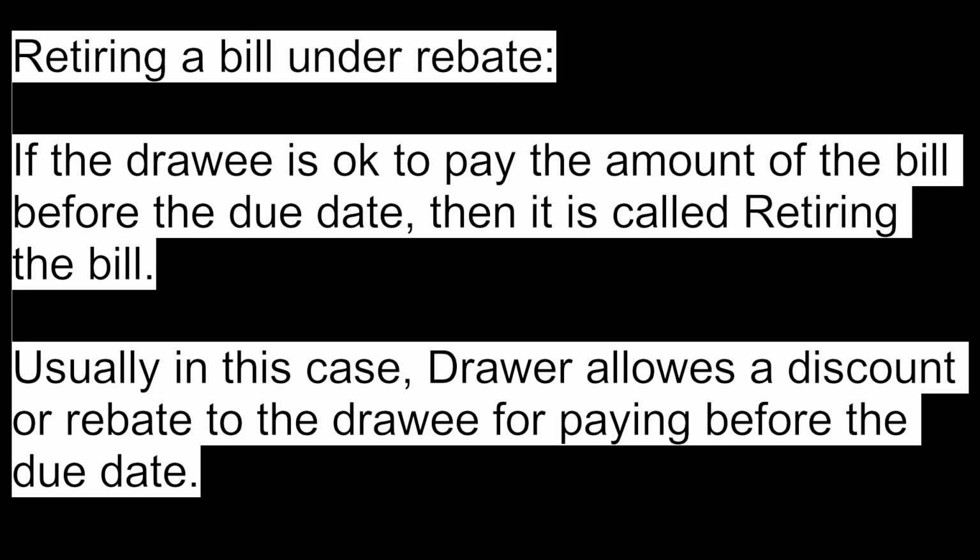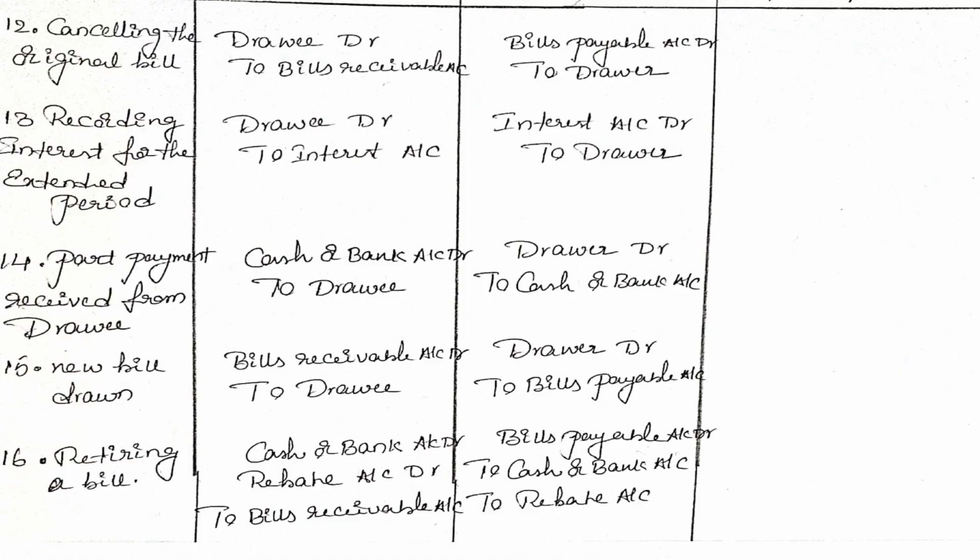date. In this case, the journal entry in the drawer's books will be cash or bank account debtor, rebate account debtor to bills receivable account. If we notice, we are debiting rebate account. Whenever we are allowing the discount or rebate, we treat it as an expense, so we are debiting the rebate account. In drawee's books, drawee is receiving the rebate or discount. Discount received is an income, so in the drawee's books, we are crediting discount, that is crediting rebate account. The journal in the drawee's books will be bills payable account debtor to cash or bank account, to rebate account.